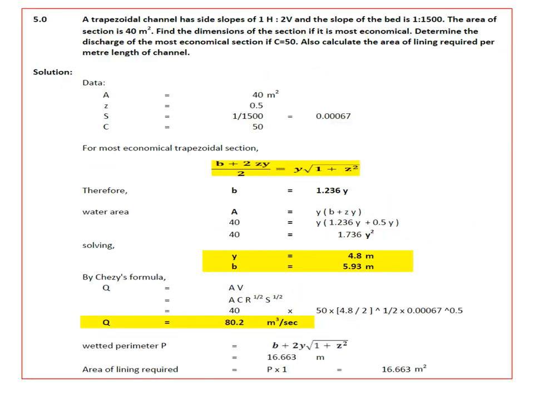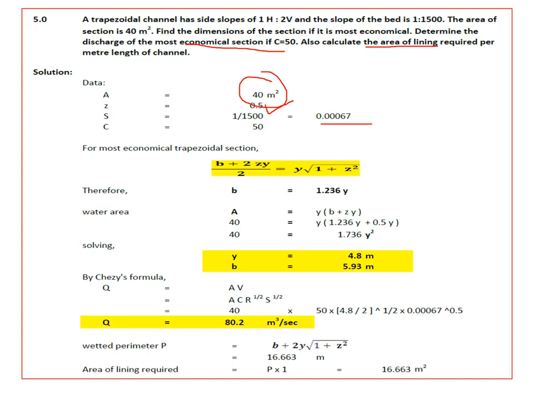Okay, the next problem is that a trapezoidal channel has a side slope of 1 horizontal to 2 vertical. Here z is H by V, so it is 1 by 2, therefore z is 0.5. The slope of the bed is given as 1 is to 1500, which comes to 0.00067. The area of the section is given, so A is 40 meters square. Be careful: find the dimensions of the section, which is most economical. You should also find the discharge for the most economical section if C is 50. Also calculate the area of the lining required.